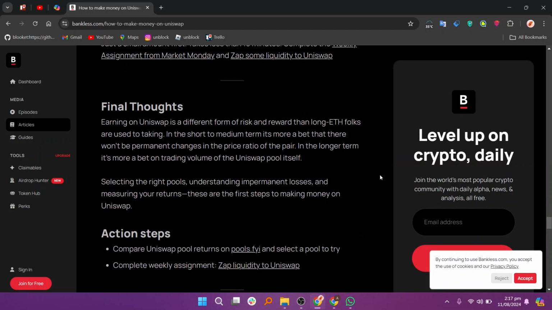Earning on UNISWAP is a different form of risk and reward than long ETH folks are used to taking. In the short to medium term, it's more a bet that there won't be permanent changes in the price ratio of the pair. In the longer term, it's more a bet on the trading volume of the UNISWAP pool itself. Selecting the right pools, understanding impermanent losses, and measuring your returns are the first steps to making money on UNISWAP.